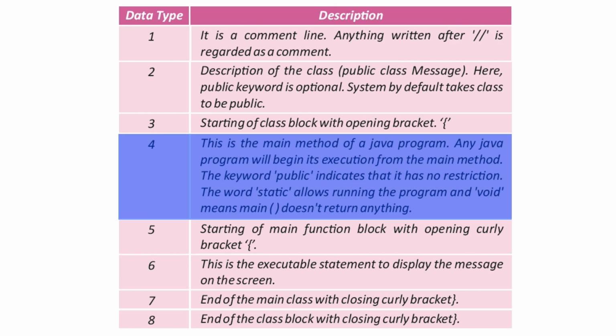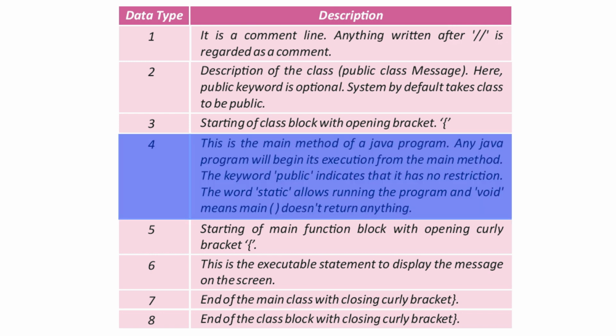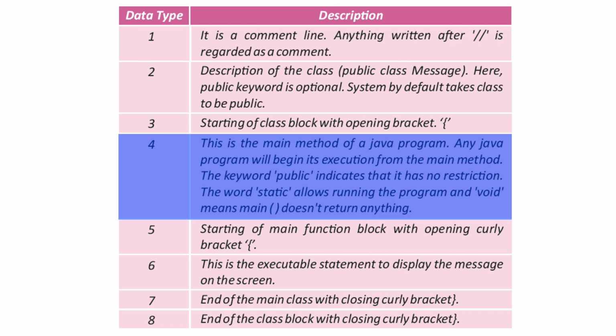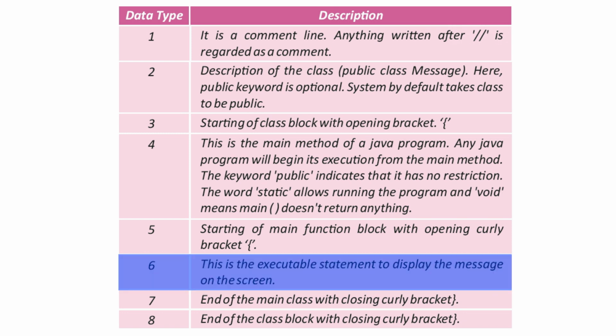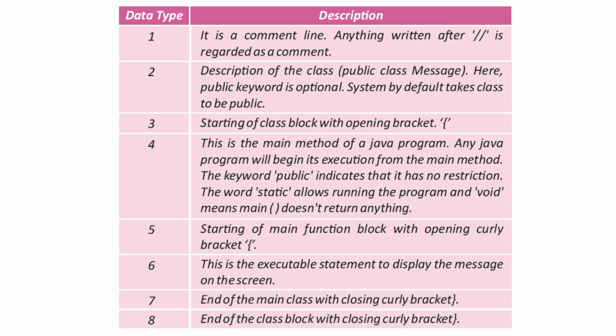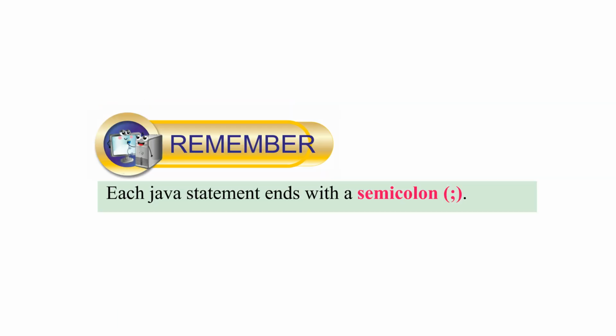4. This is the main method of a Java program. Any Java program will begin its execution from the main method. The keyword public indicates that it has no restriction. The word static allows running the program and void means main doesn't return anything. 5. Starting of the main function block with an opening curly bracket. 6. This is the executable statement to display the message on the screen. 7. End of the main method with a closing curly bracket. 8. End of the class block with a closing curly bracket. Remember, each Java statement ends with a semicolon.